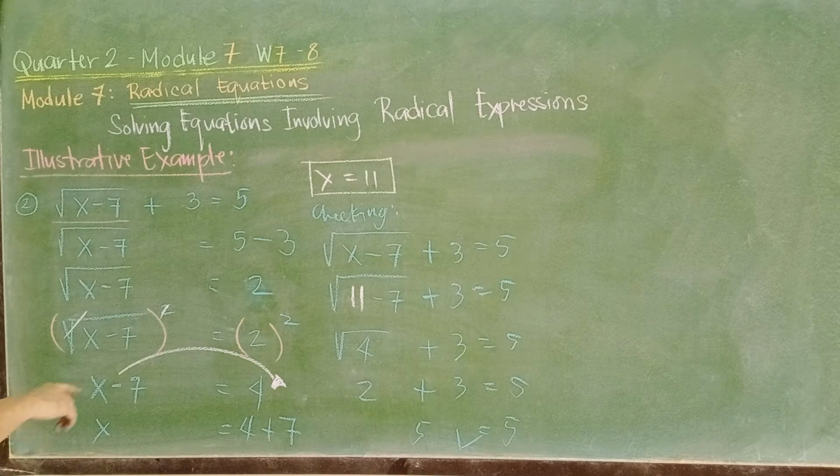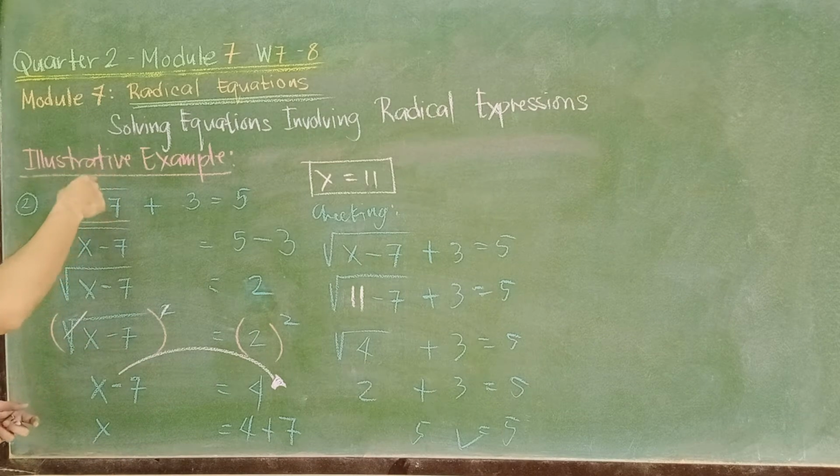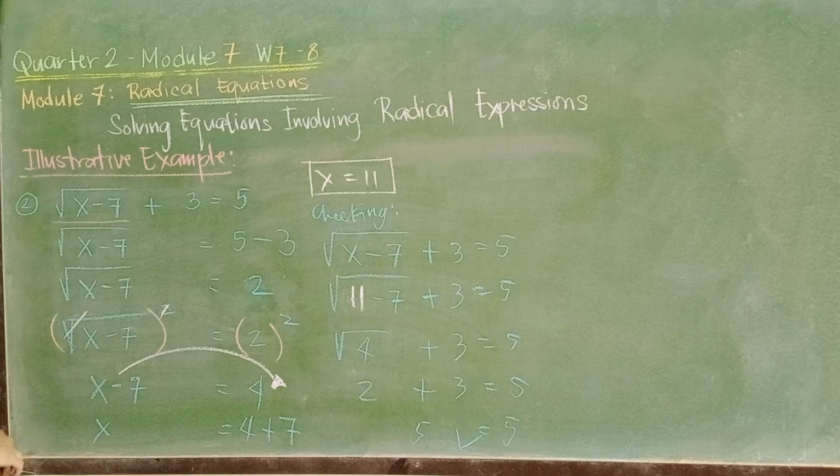Now halimbawa, nag-raise ka na ng 2, tapos may radical sign pa din. Ulitin mo lang ulit yung step number 1, 2, and 3. Transpose mo lang ulit yung constant and then i-square mo lang naman.